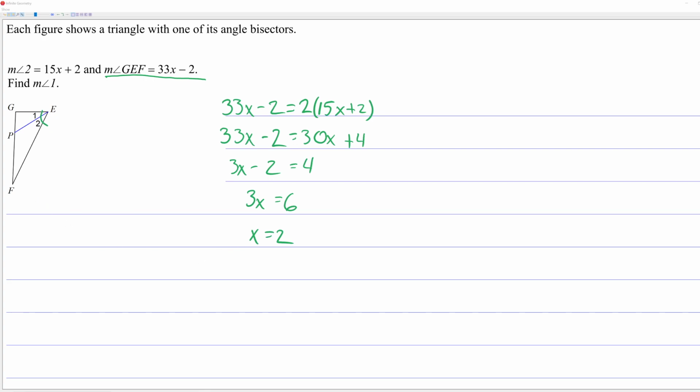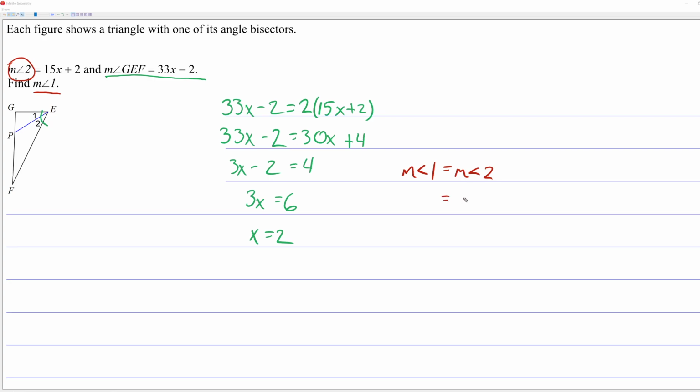Once again, just like in the last problem, make sure to answer the question that's being asked. We want to find the measure of angle 1. However, if you read the question, we actually don't have any information about the measure of angle 1, except, well, we know what the measure of angle 2 is. And remember, because we have an angle bisector in the picture, we know that 1 and 2 are congruent. So really, all we have to do, if we want the measure of angle 1, is note that it's the same as the measure of angle 2.